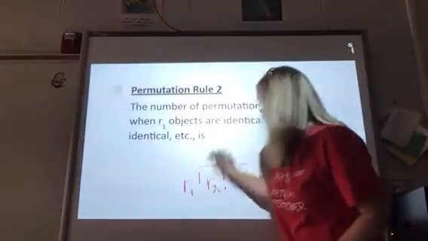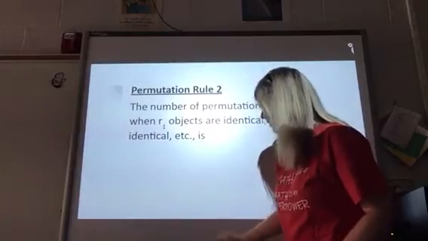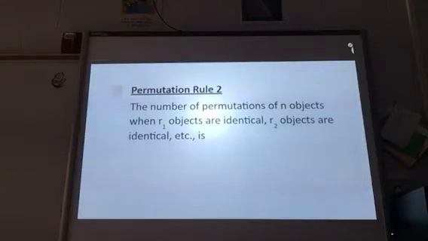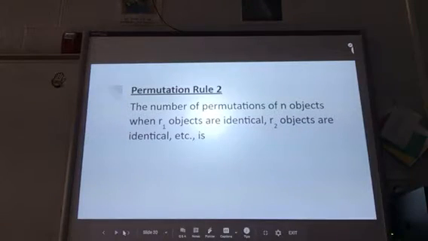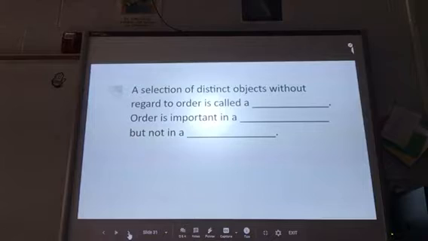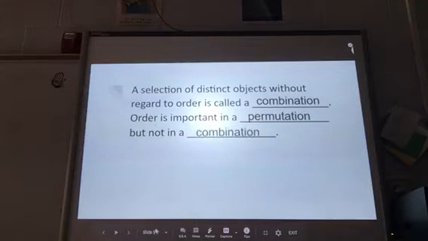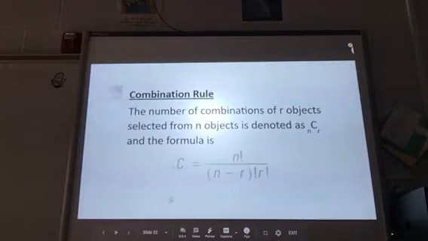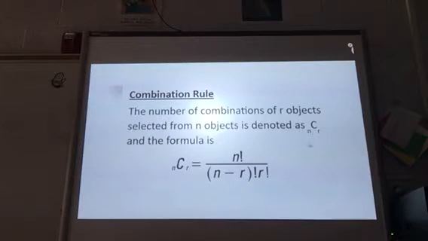All right, moving on. A selection of distinct objects without regard to order is called a combination. If order is important, it's a permutation but not a combination. Here's the formula for combinations. N is the number of objects. R is how many are taken. On the calculator, you're going to see this. You can just punch it in. You do not have to plug in the formula.